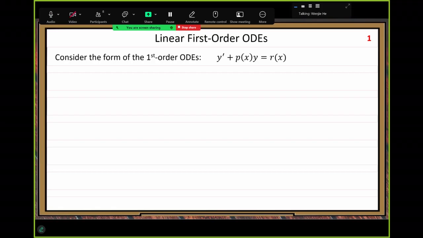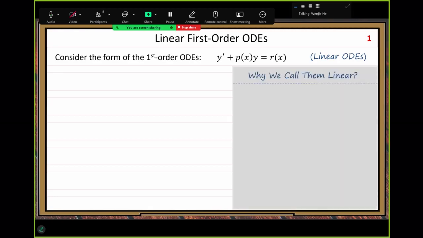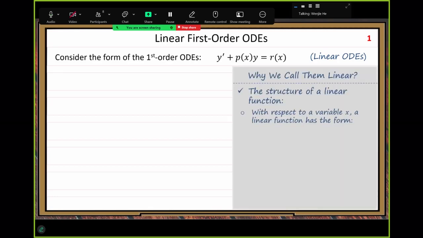Remember last time? Extended exact ODEs. That method. So we use that method to solve. Before we solve this ODE, let's look at the concept of linear ODEs. What do we mean by linear ODEs? Here, I want to clearly describe why we call it a linear ODE. The reason is, we look at the structure.